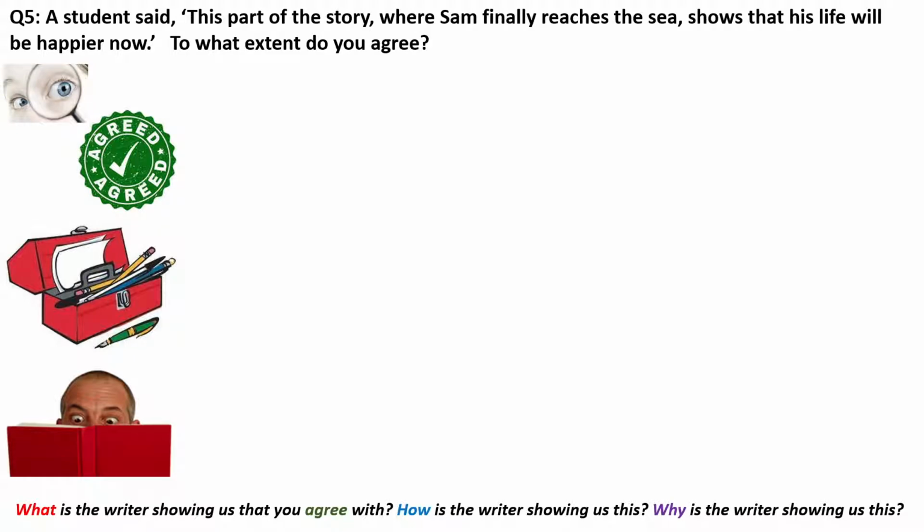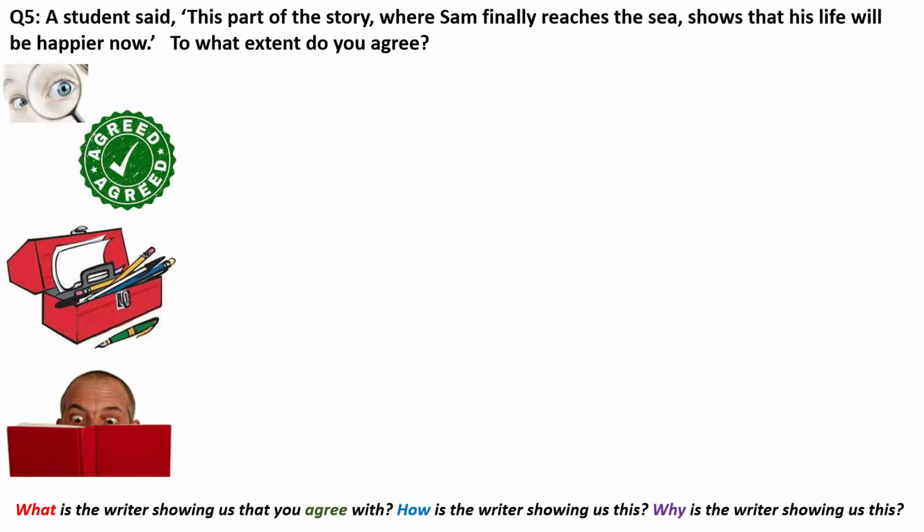How is the writer showing us this? What has the writer taken out of the toolbox? Have they used a simile, a metaphor, onomatopoeia, repetition? What have they pulled out of their toolbox? And then why is the writer showing us this? What are they wanting us to feel and think when we're reading it?